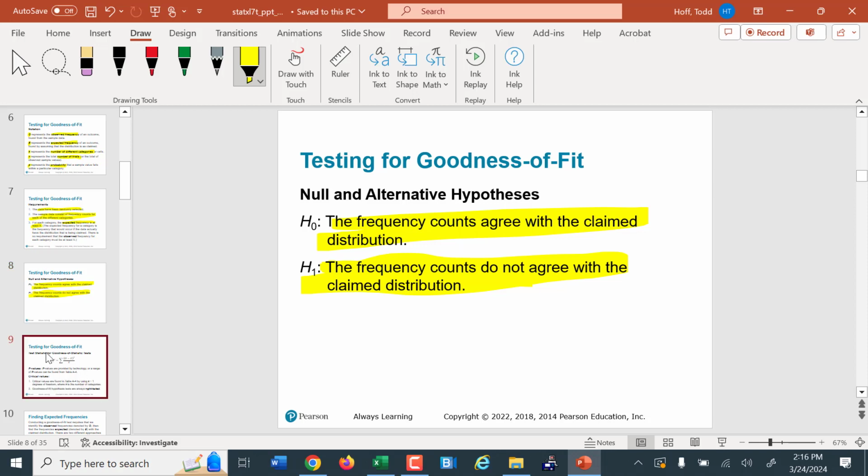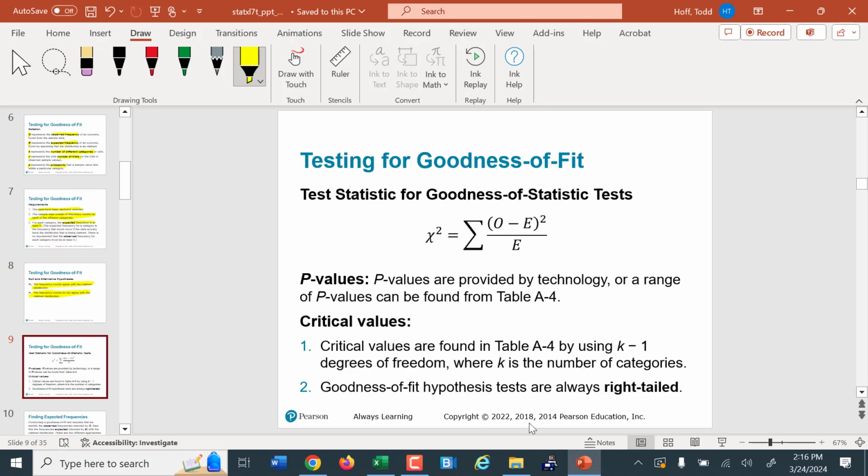The test statistic then is going to involve, again, this is just the symbol chi-squared. That's our test statistic. The observed frequencies minus the expected frequencies. Then we're going to square that difference, and then divide that by the expected frequency for each category. Notice we have this summation symbol here. So like for M&Ms, there's 5 different colors. We would calculate this for each of the 5 colors and then add the 5 of them together to get the total chi-squared statistic, the test statistic.